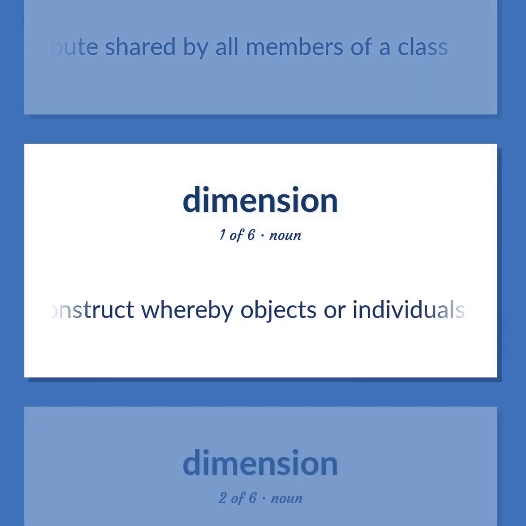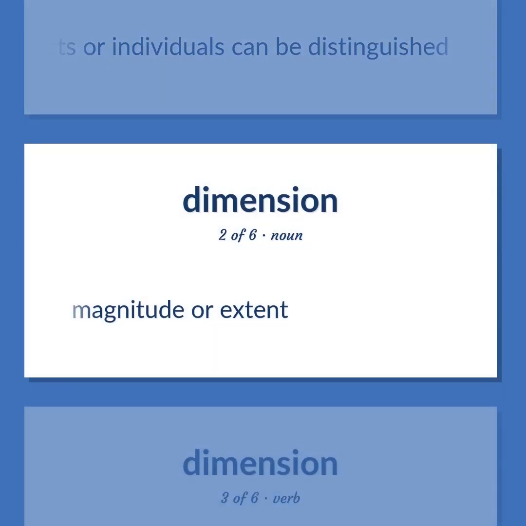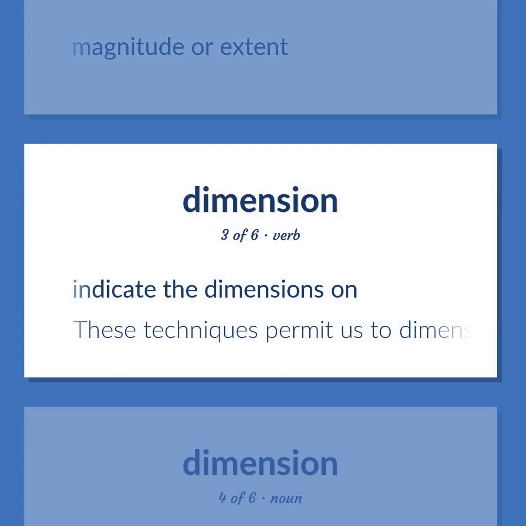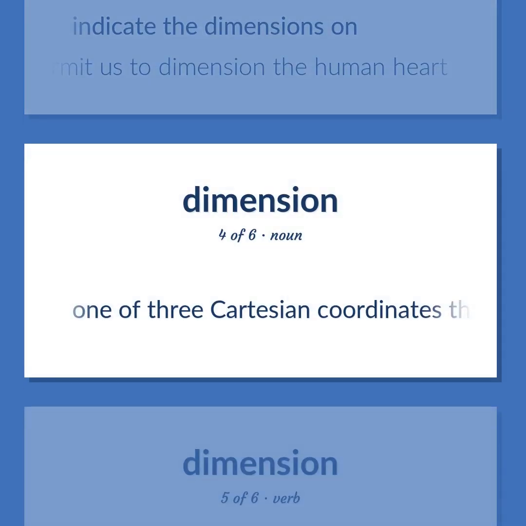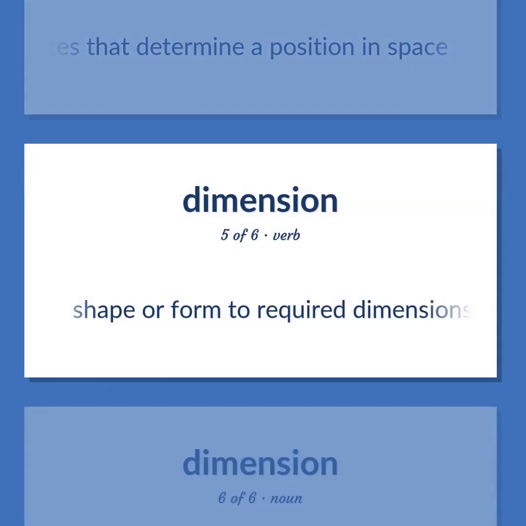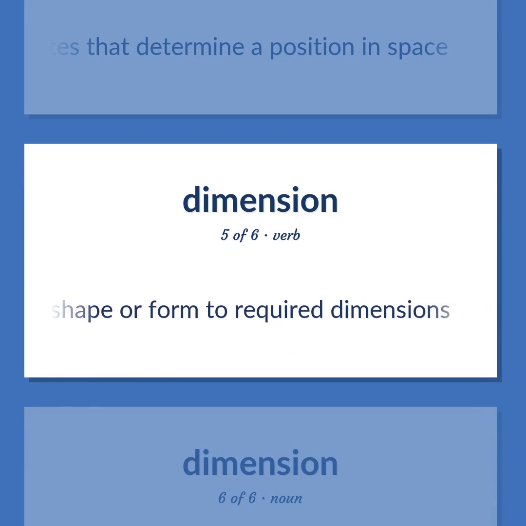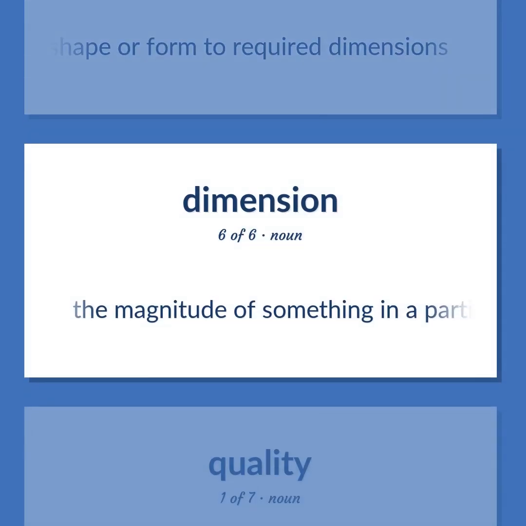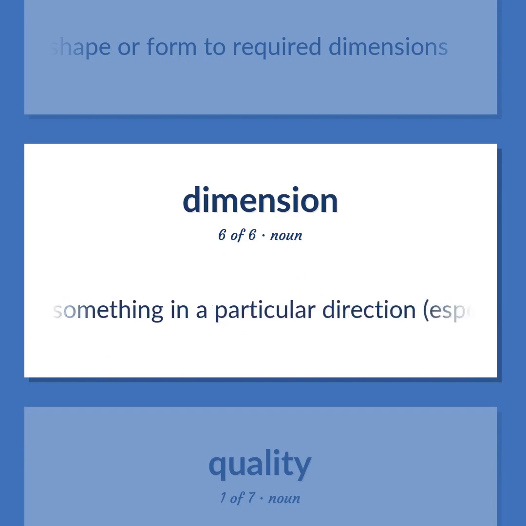A construct whereby objects or individuals can be distinguished. Magnitude or extent. Indicate the dimensions on. These techniques permit us to dimension the human heart. One of three Cartesian coordinates that determine a position in space. Shape or form to required dimensions. The magnitude of something in a particular direction, especially length or width or height.